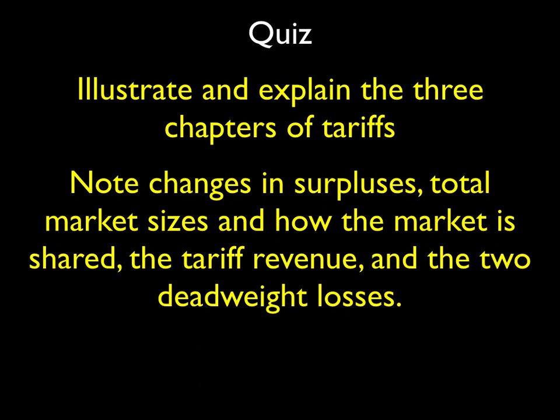Please also note the changes that you would observe in the surpluses, both consumer and producer surpluses, the changes in the total market supply and how the market is shared between the domestic and the foreign producers, and then also indicate what the total tariff revenue would be, and then the two deadweight loss areas. So just take yourself a minute and try to do that. When you're done, just pause and then go forward.